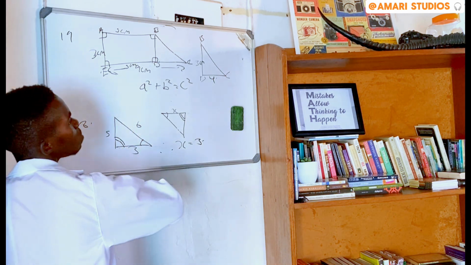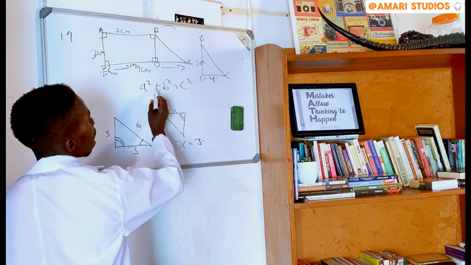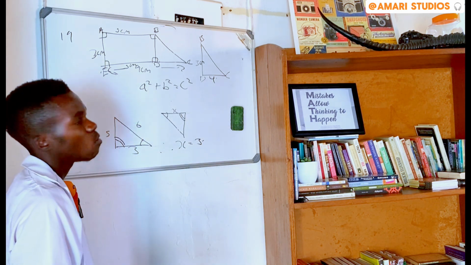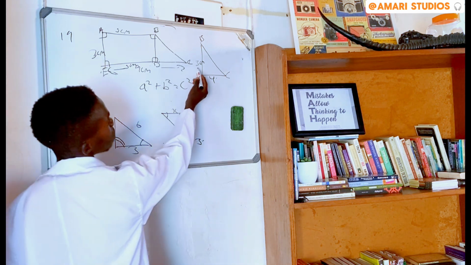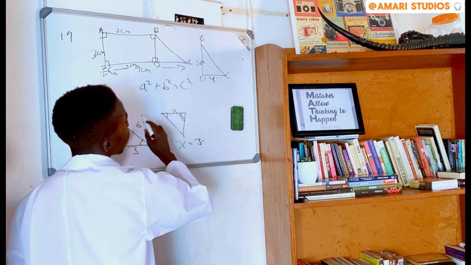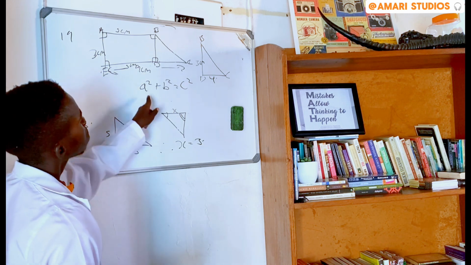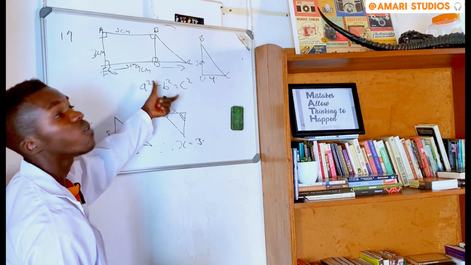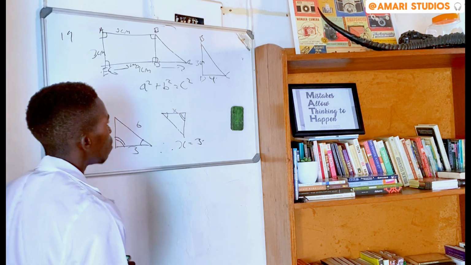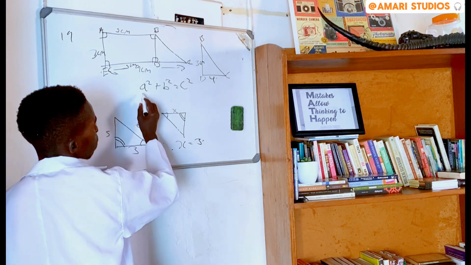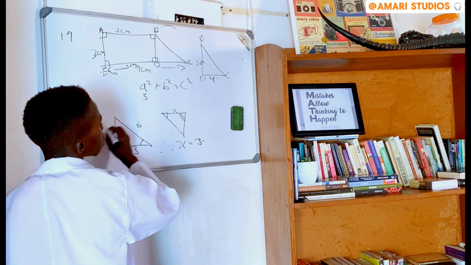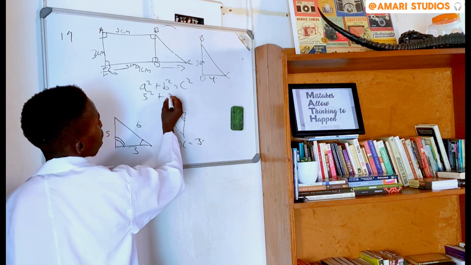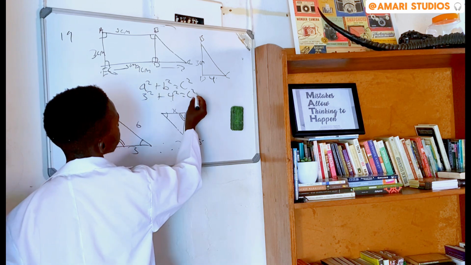Then we are going to replace a and b, which can be any of the numbers of your choice. As you can see, if this is 3, that is 4. Where there is a, you can replace with 3, and where there is b, you can replace with 4, or vice versa, because the answer is still going to be the same. So where there's a, we replace with 3. It will give us 3 squared plus 4 squared is equal to c squared.